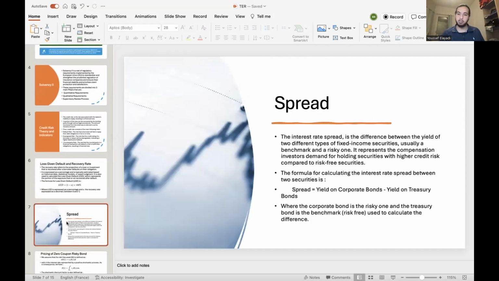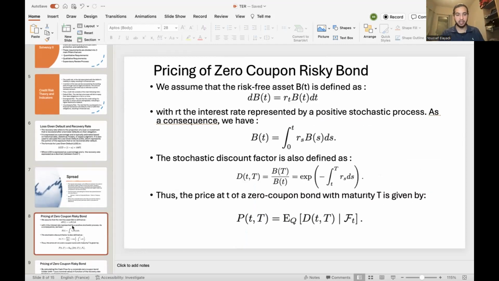Then the spread is the difference between the yields of different types of fixed income securities, usually a benchmark and the risky fixed income security. It represents the compensation investors demand for holding securities with higher risk compared to risk-free securities. The formula is given by the yield of the corporate bond minus the yield on the treasury bond, where the corporate bond is the risky one and the treasury bond is the benchmark. So in the European Union, the benchmark is usually the German bond, or the German government's bond.